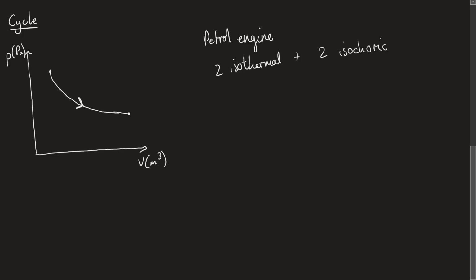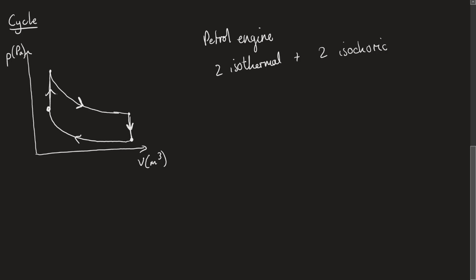Now I'm going to go this way, and we'll see why we're going this way in a second. I'm then going to have an isochoric change, which is just a decrease in the pressure at constant volume. So I'm cooling this down. Then I'm going to have my second isothermal, which is going to take me back up to here. And then I have my final isochoric, which is just the connection between these.